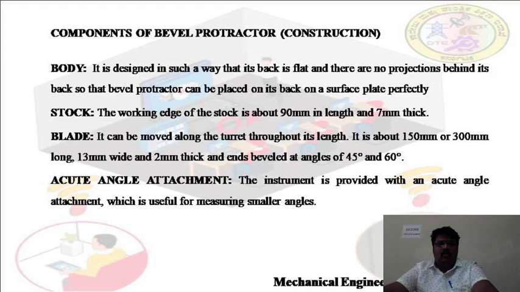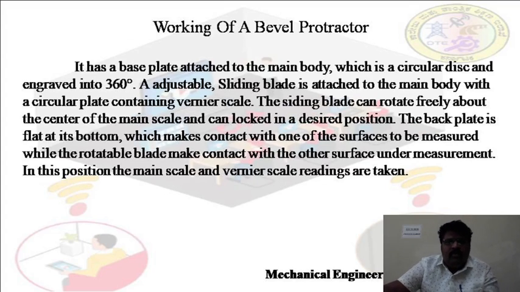So let us discuss how is the working of a bevel protractor, right? We will have a session on working of bevel protractor. Okay, so working of a bevel protractor. See, it has a base plate attached to the main body, which is a circular disc and engraved into 360 degrees. The adjustable sliding blade is attached to the main body with a circular plate containing vernier scale. Right? The sliding blade can rotate freely about the center of the main scale and can be locked in a desired position.